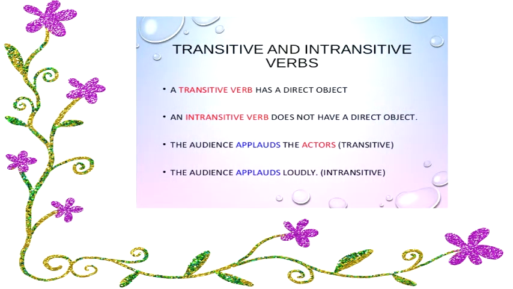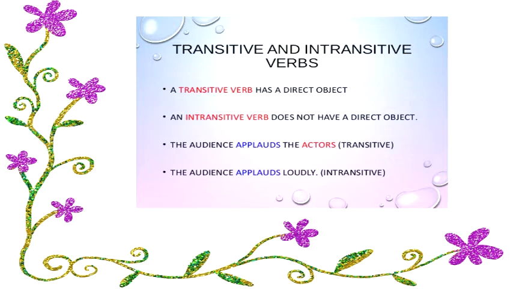Transitive and intransitive verbs. So, dear children, a transitive verb has a direct object. An intransitive verb does not have a direct object. Now, you all must be aware of what an object in a sentence is. Let us see an example.